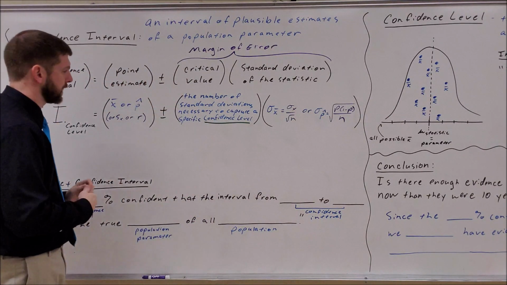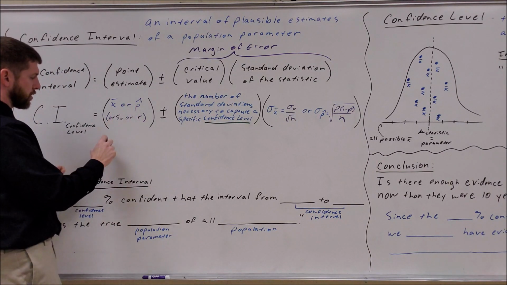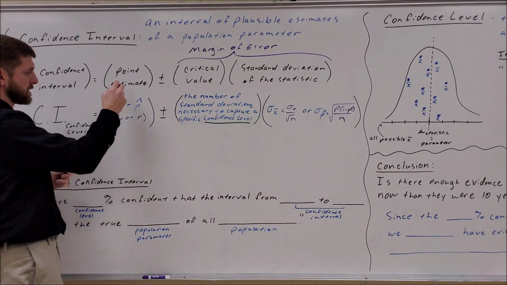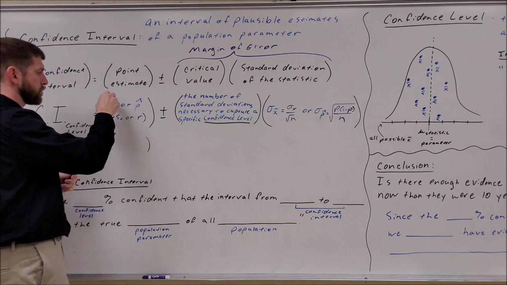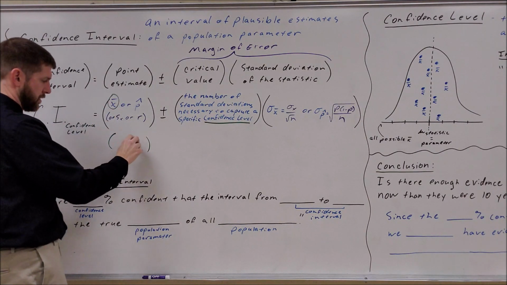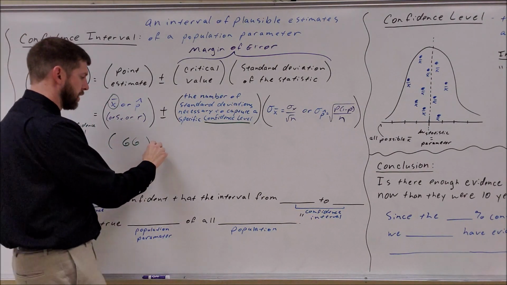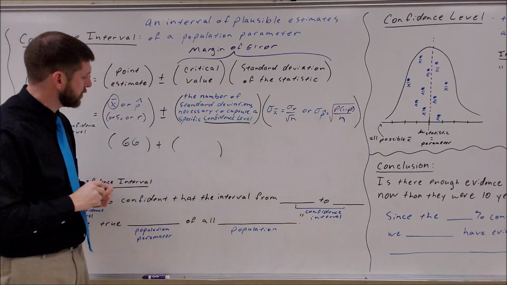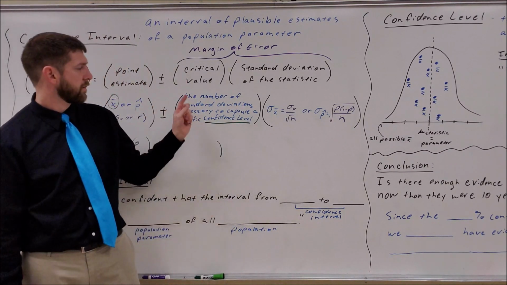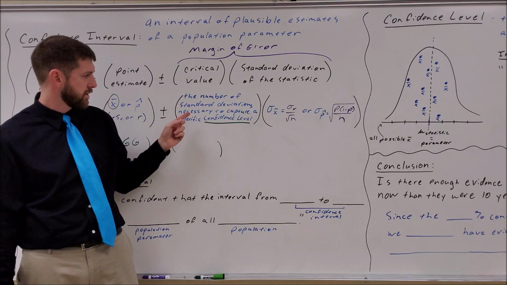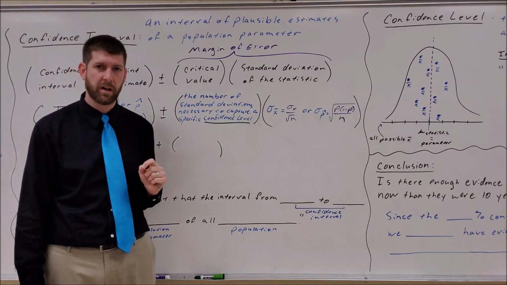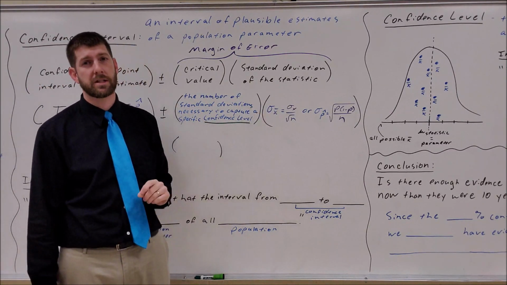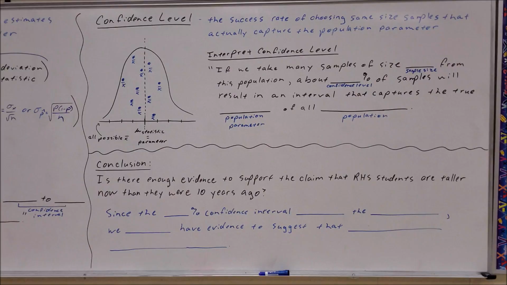So we start building this confidence interval. It starts with our point estimate. The point estimate we used was the sample mean of 66. Now we need to plus or minus a critical value. What the heck is a critical value? So remember, number of standard deviations necessary to capture a specific confidence level. So let's step over here and see what a confidence level is.